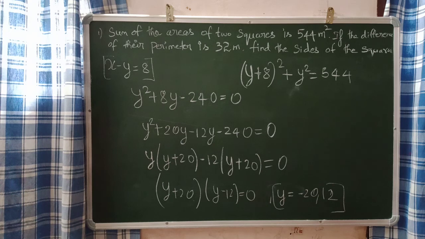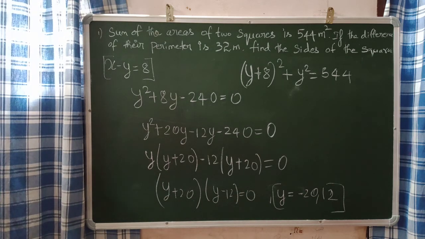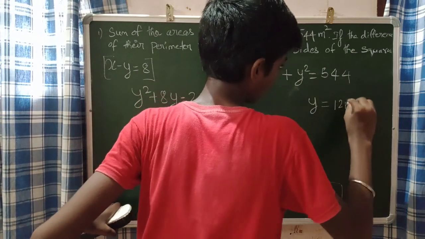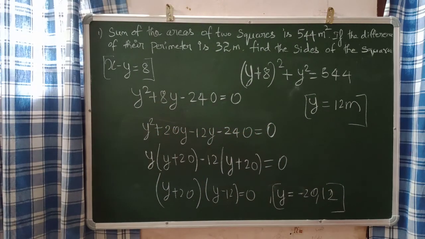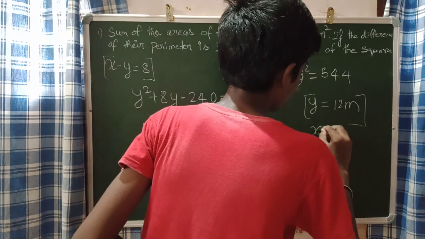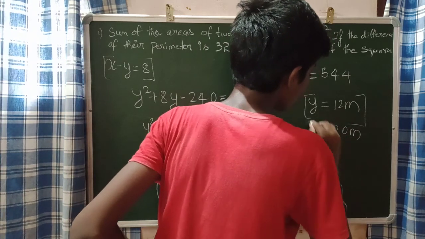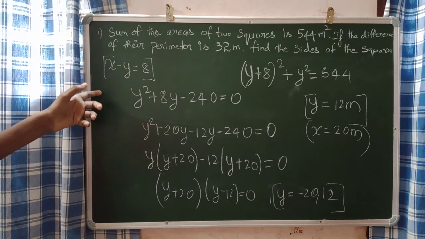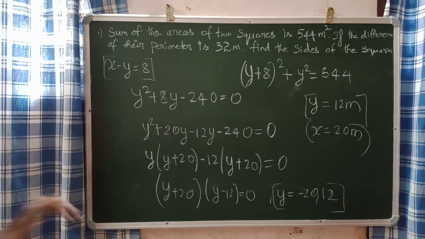But guys, your side can't be negative now. Your side can't be negative, then of course it shows that your y is nothing but 12 meter. Because your side can't be a negative value, so y is 12 meter. Then what will be the value of x? If your y is 12 meter, your value of x will be 20 meter. Just by using this equation, x minus y is equal to 8. That means x minus 12 is equal to 8. So x will be 12 plus 8, that is 20 meter.